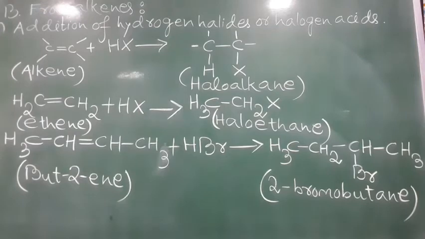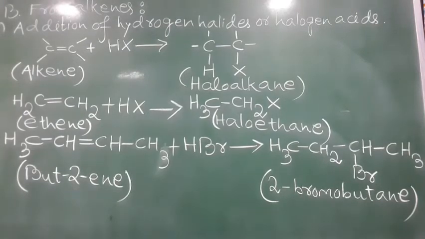Remember, I was discussing methods of preparation of haloalkanes. So this is the method of preparation of haloalkanes from alkenes. You will see, students, that I have done addition of hydrogen halides or halogen acids. See, the general formula of alkene is given, plus HX will give you the corresponding haloalkane.